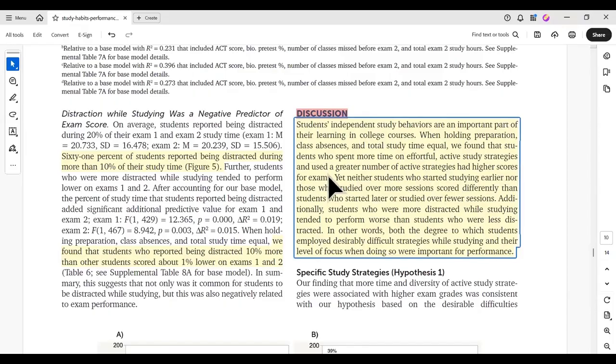Right, so they actually used 2 different response variables to answer that same question because they wanted to get at it in a couple different ways. Yet, neither students who started studying earlier nor those who studied over more sessions scored differently than students who started later or studied over fewer sessions. Right, so they didn't support their prediction. They thought students who were going to do the spaced learning thing were going to score better.